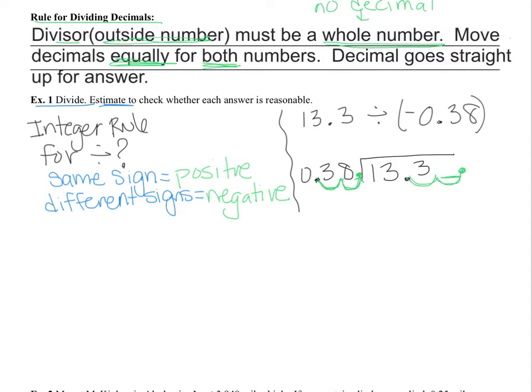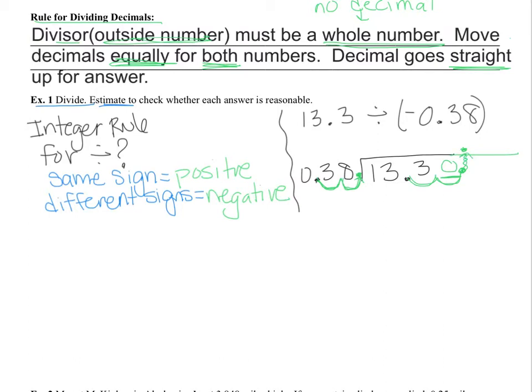So our decimal's at the end. I have this empty spot here, so that's a good place for a 0. It's a placeholder and doesn't change the value of our number. Next, the decimal goes straight up. It's going to float to the surface. It has a low density, so it floats to the surface.